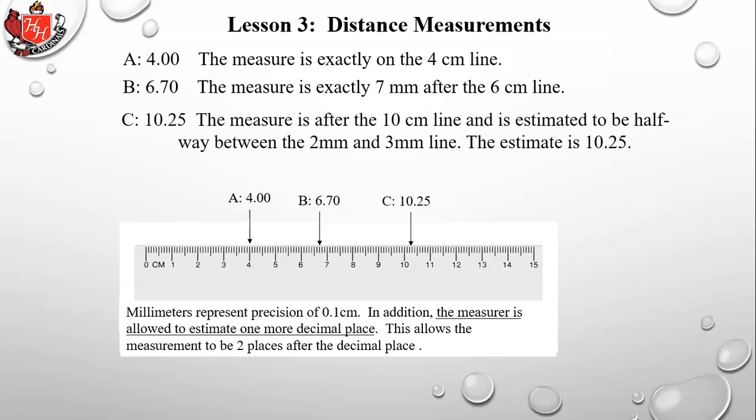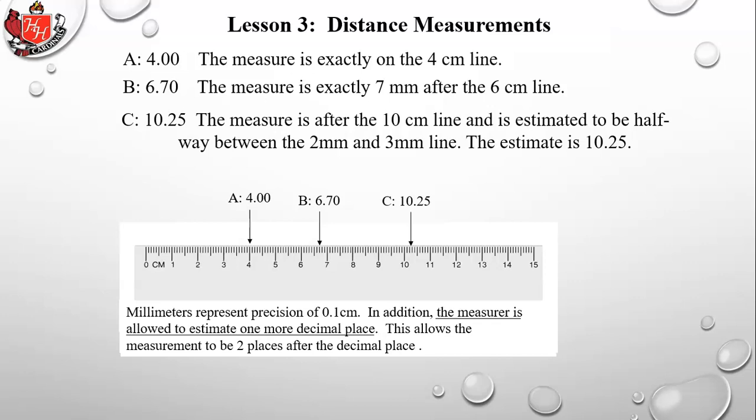So the measure is after the 10 centimeter line and is estimated to be halfway between the 2 millimeter and 3 millimeter line. So the estimate is 10.2. You definitely see it's past the second small line, and you think it's about halfway between the second and the third. You're just guessing. It's just an estimate. Then you would say that's a 5. Okay? If it was a little more, it might have been a 6 or 7.